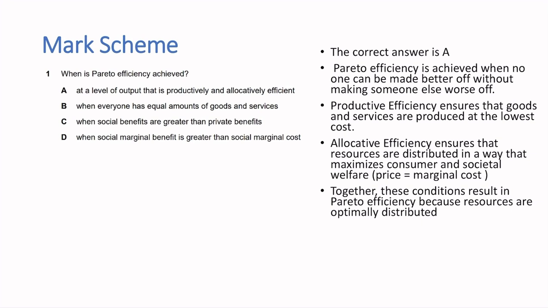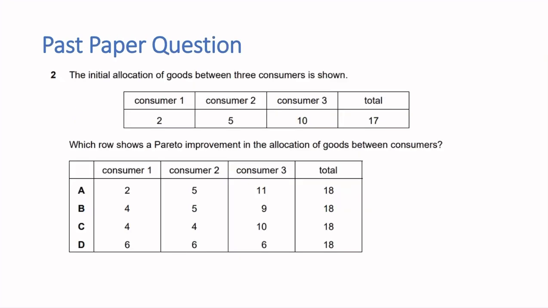optimally distributed. Now let's take a look at our last past paper question. The initial allocation of goods between 3 consumers is shown. For consumer 1, it's 2 goods. For consumer 2, it's 5. Consumer 3, it's 10. And the total is 17. Which row shows Pareto improvement in the allocation of goods between consumers? I'm going to give you guys another minute to answer this question.